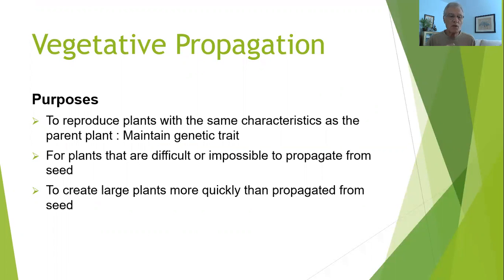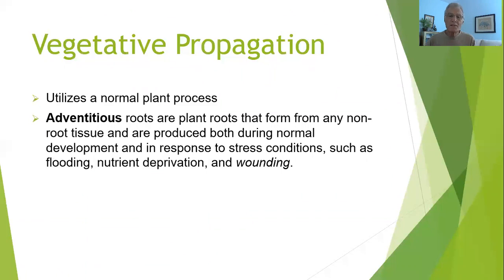The purpose for vegetative propagation is to reproduce plants with the same characteristics as the parent plant to maintain that genetic trait, for plants that are difficult or impossible to propagate from seed, and to create large plants more quickly than propagated seed. Also, to utilize a normal plant process. We call that adventitious roots.